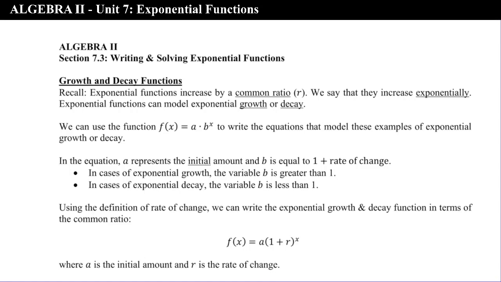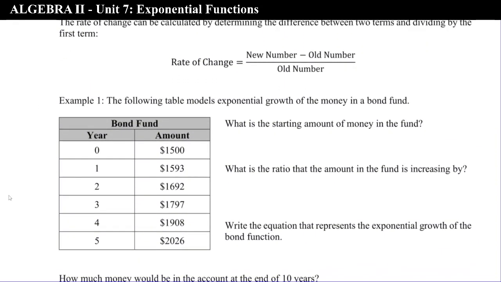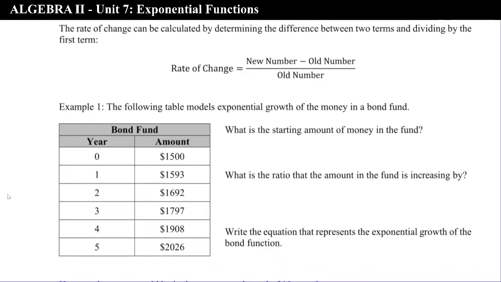Using the definition of rate of change, we can write the exponential growth and decay function in terms of the common ratio. So basically we're taking 1 plus the rate of change and putting that in for b. And remember, a is your initial amount, r is the rate of change. The rate of change can be calculated by determining the difference between the two terms and dividing by the first term. So your rate of change is your new number minus your old number divided by your old number. You're going to see some examples of how that works as we do example 1.